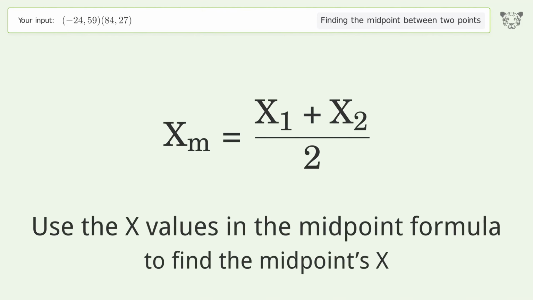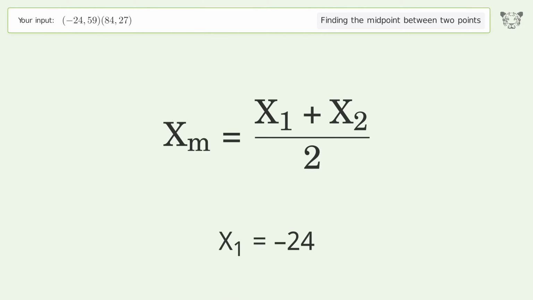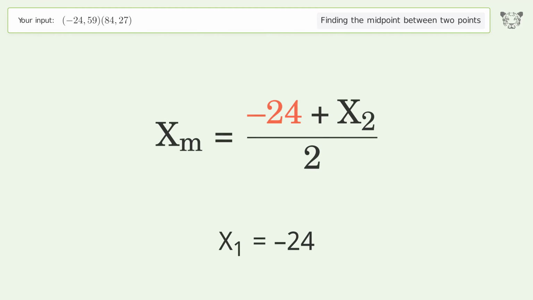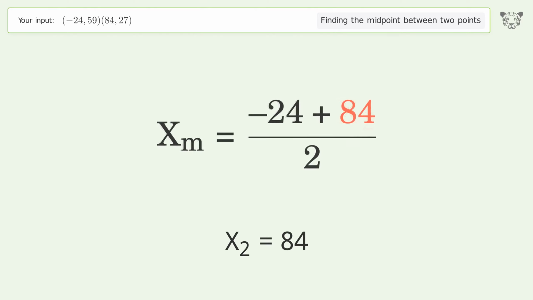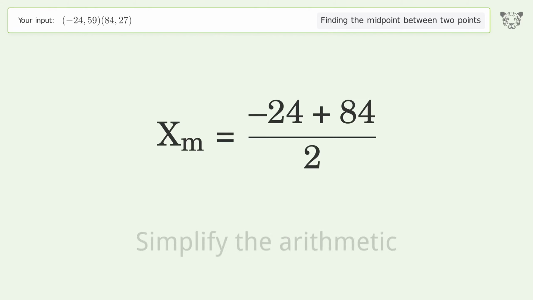Use the x values in the midpoint formula to find the midpoint's x. x1 equals -24. x2 equals 84. Simplify the arithmetic.